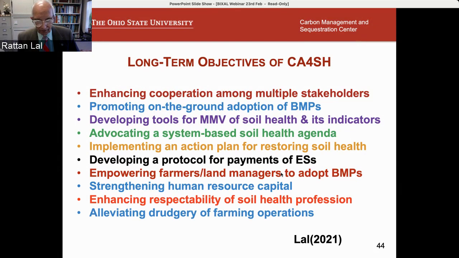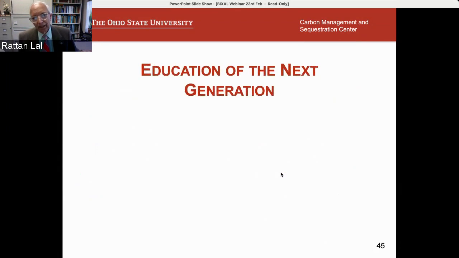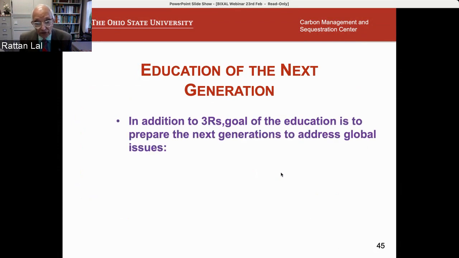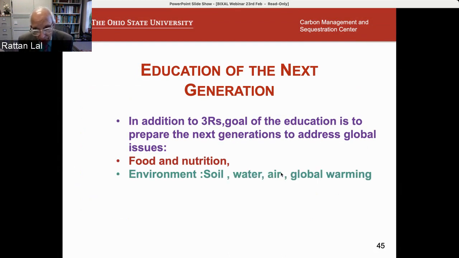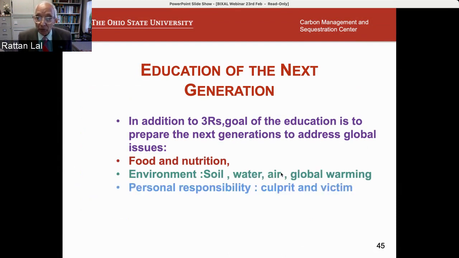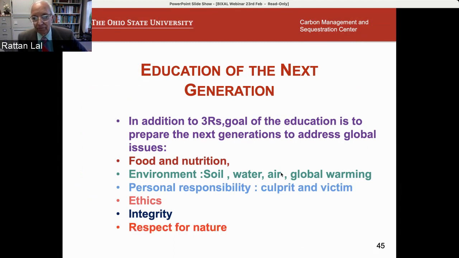The hoe-based agriculture, the manual hardship, somewhere we need to improve all those parts. And that brings me to the last topic, education of the next generation. In addition to the 3 R's, the goal of education is to prepare the next generation to address global issues, which we discussed, 10 of them: food and nutrition, environment, soil, water, air, global warming, personal responsibility, culprit and victim, as we talked about, ethics, integrity, and professionalism in respect for nature. Respect for nature. Do not take nature for granted.